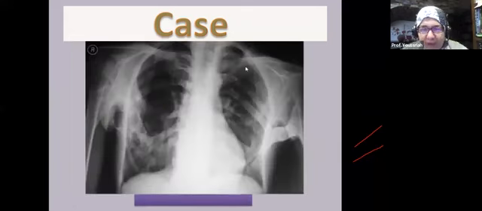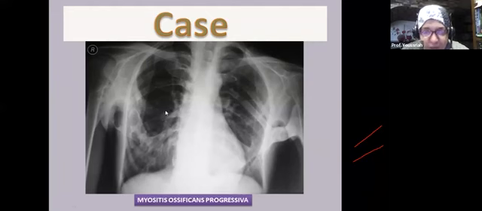What do we have here? We have a very strange appearance. We have streaks of bone, abnormal bone, joining every part of the chest together. This is what we call myositis ossificans progressiva, and it's again associated with other anomalies elsewhere, especially in the toes.